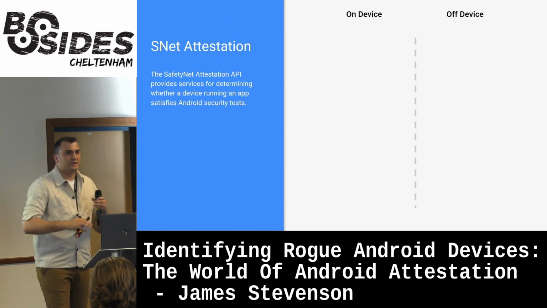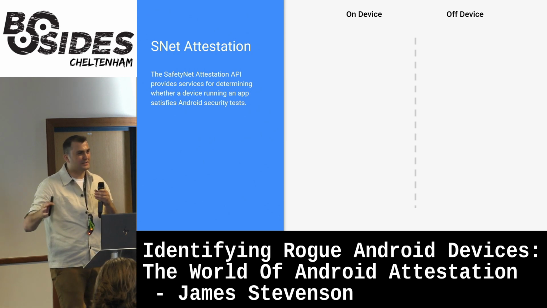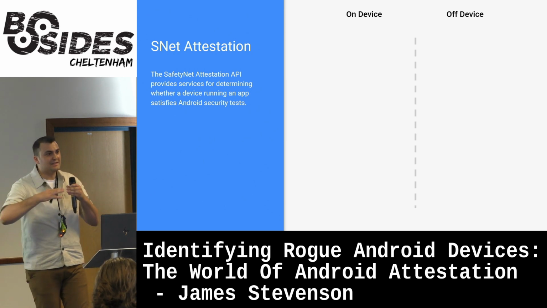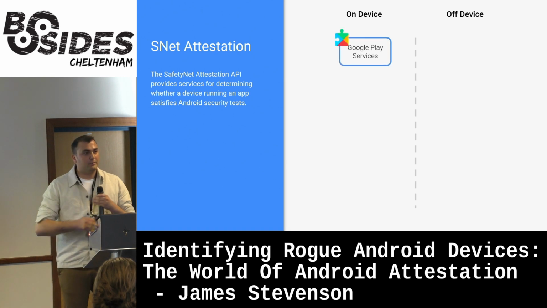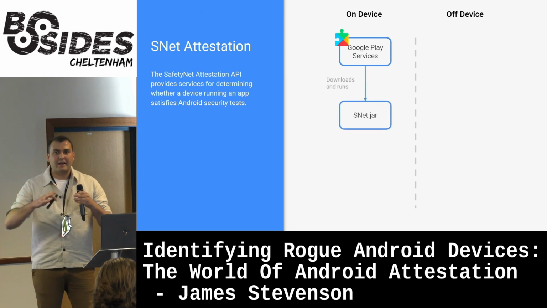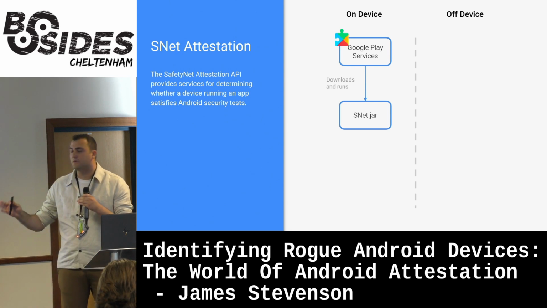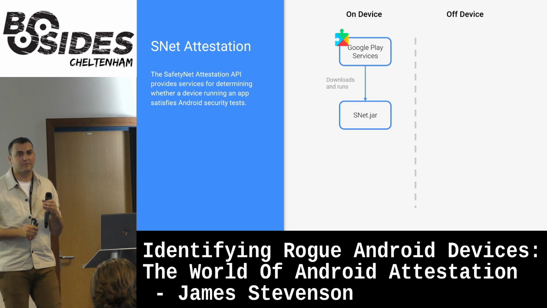So as I said right at the start, 90% of people here have Android devices, and you probably have Google Play Services or Huawei App Gallery. And that's where these attestation checks start. In the case of Google Play Services, that will periodically run and download an snet.jar file. That snet.jar file depends on the version of Google Play Services and the version of your device. But primarily, it's going to do the same thing.